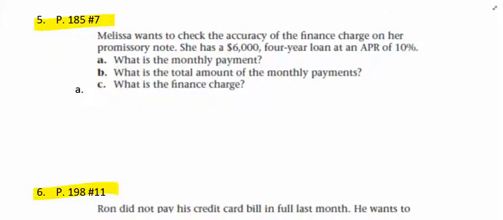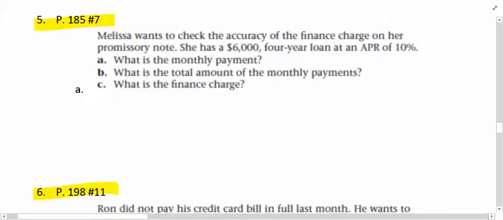So to finish out the videos today, I'd like to talk about numbers 5, 6, and 10. In number 5, we're told that Melissa wants to check the accuracy of the finance charge on her promissory note. So remember, a promissory note is another name for a loan. She has a $6,000 4-year loan at an APR of 10%.